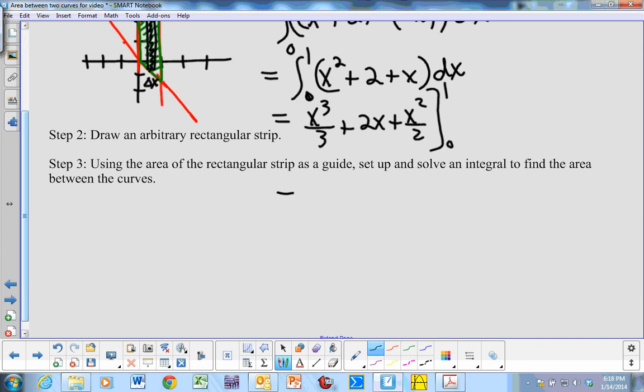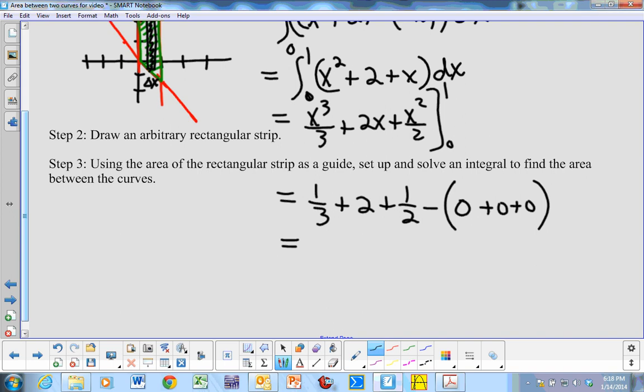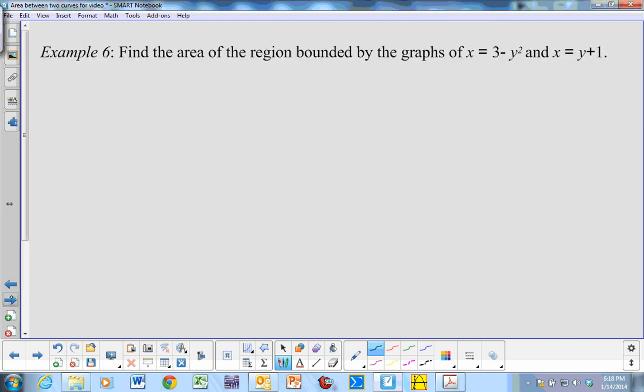And so I'm just going to do that down here. So if I plug in 1, I get 1/3 plus 2 plus 1/2 minus parentheses. Plug in 0, well, you're going to get 0 plus 0 plus 0. They're all going to be 0. And then when you add all of that together, you're going to end up with 17/6. Be sure you practice your fractions there so you can add that. And that's the area between those two curves. So now let's do another one.